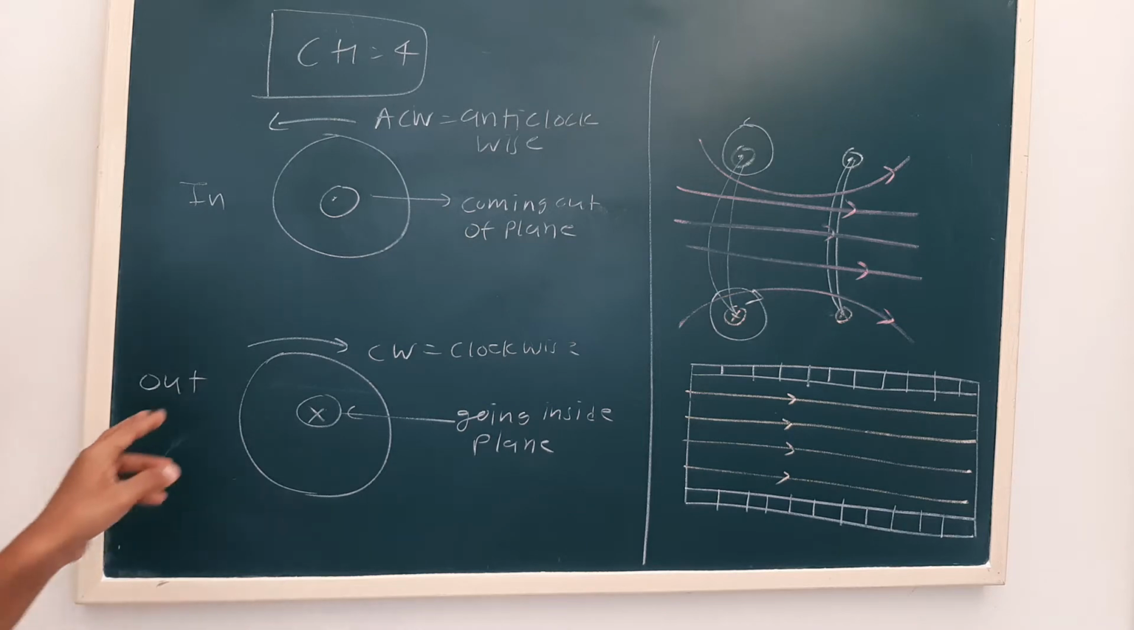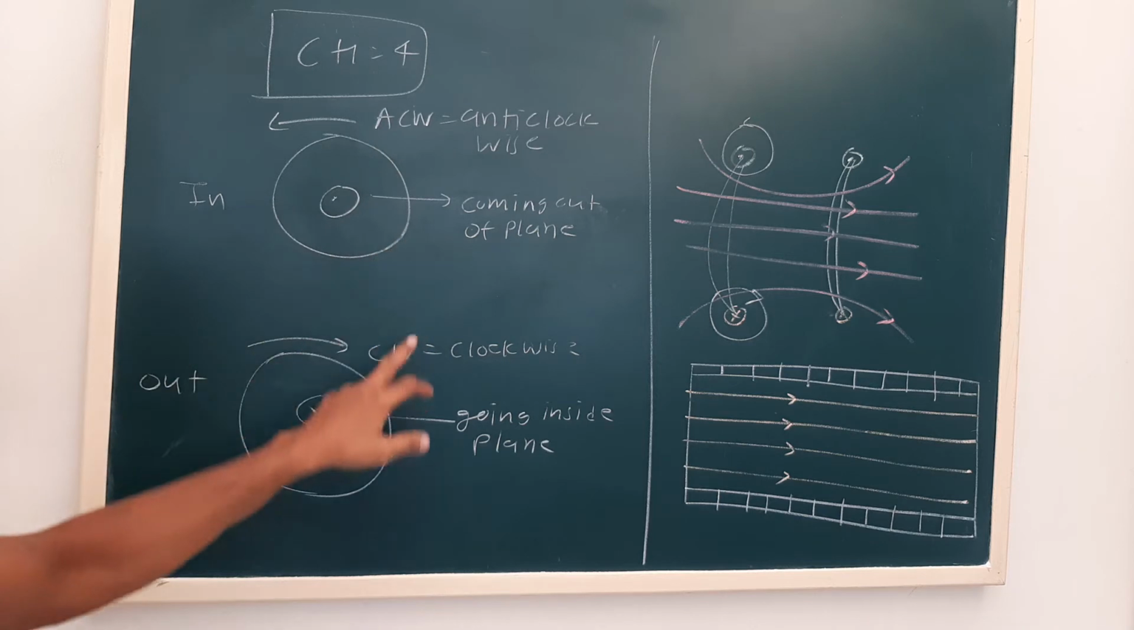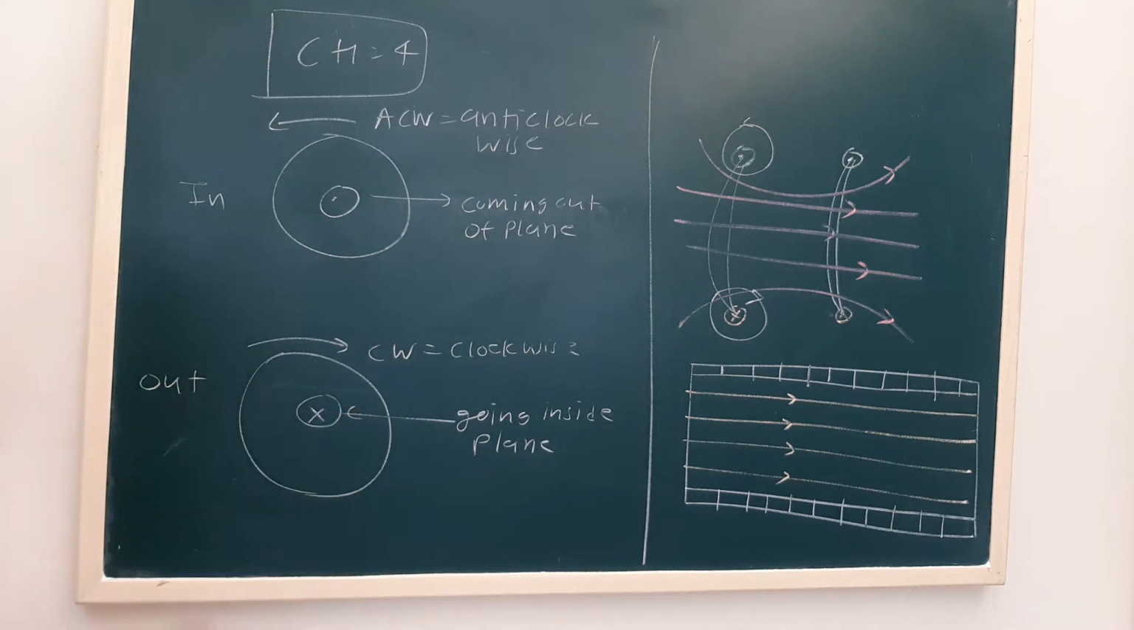And if the current is flowing in the clockwise direction, see here the current is in the anti-clockwise direction. Then the magnetic field is going inside the plane, perpendicular to the observer, moving away.